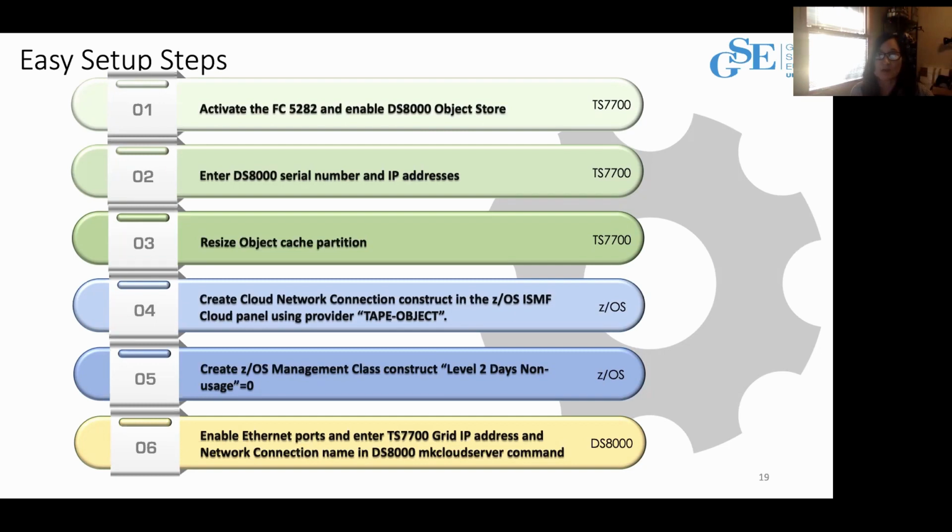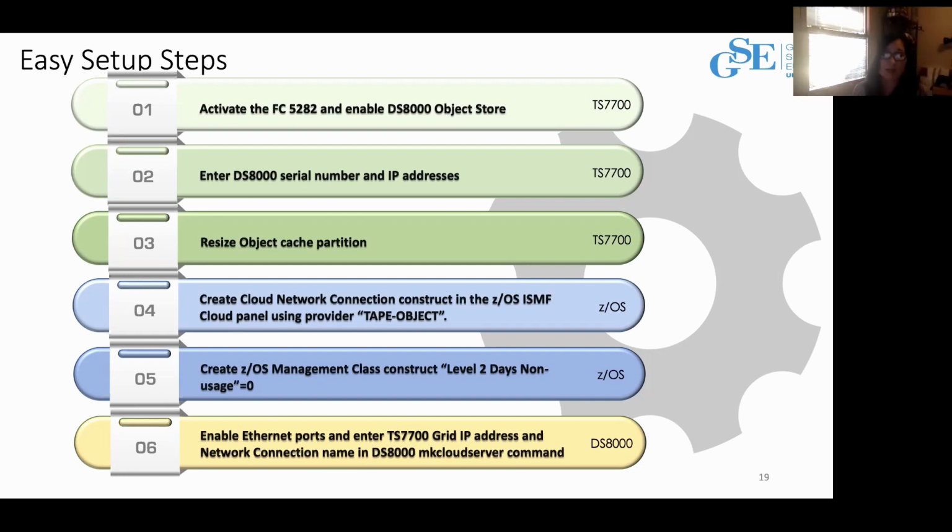Once that 7700 is back online, or even while it's offline, they need to enter DS8000 serial numbers and IP addresses for those CACs that will be talking to the 7700. So those need to be entered. Again, a really short procedure, it takes a couple minutes to do. And once you've enabled the object store, you'll have access to that object cache partition I spoke about, and you'll want to go and resize it. It's sized at 3 terabytes initially, and you'll want to increase it to whatever capacity you want for that workload.